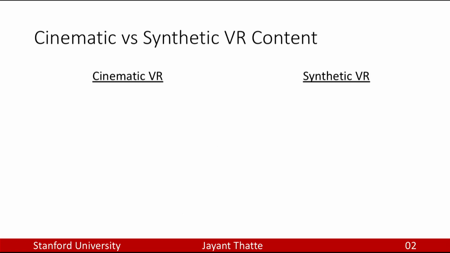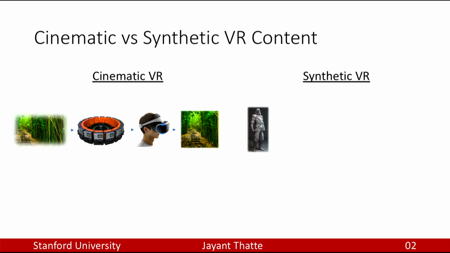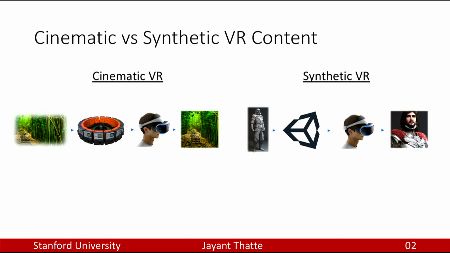Again, Harry briefly talked about this, but there are two different types of VR content broadly. There's cinematic VR and there's synthetic VR. In cinematic VR, we would start with a natural scene, a natural environment, and use some sort of a camera system, and then capture and process the data to finally show it on a head-mounted display. As opposed to this, in a synthetic environment, we would start with a 3D model of the scene, and then use something like Unity to render an appropriate viewport in the display.